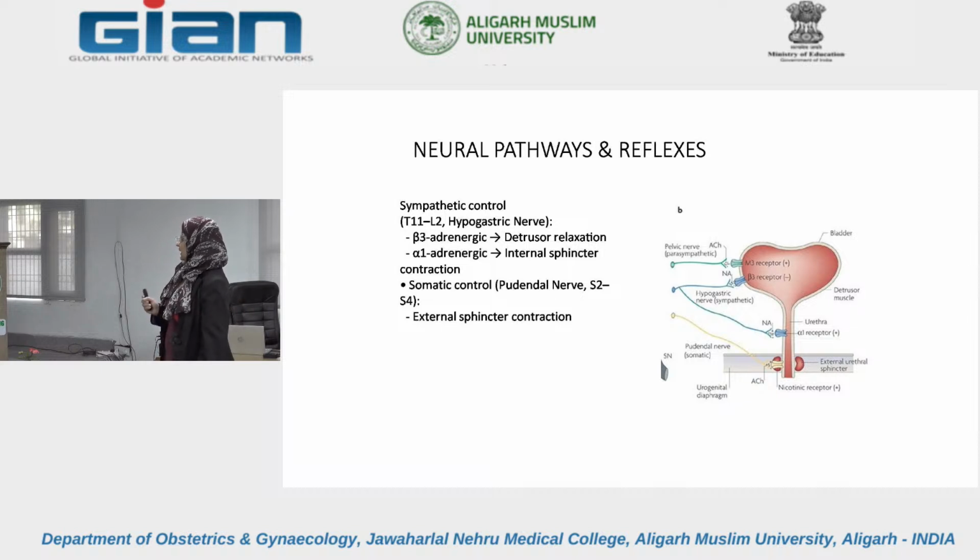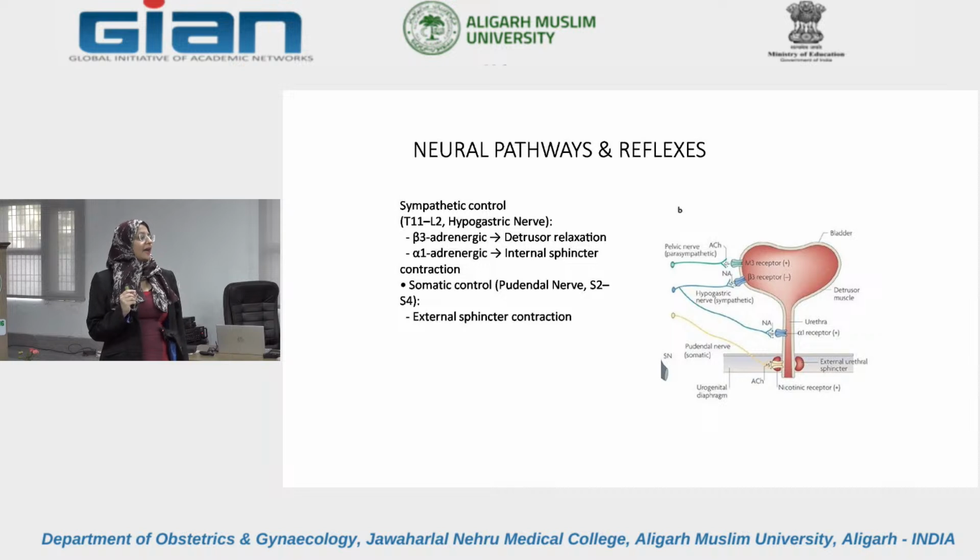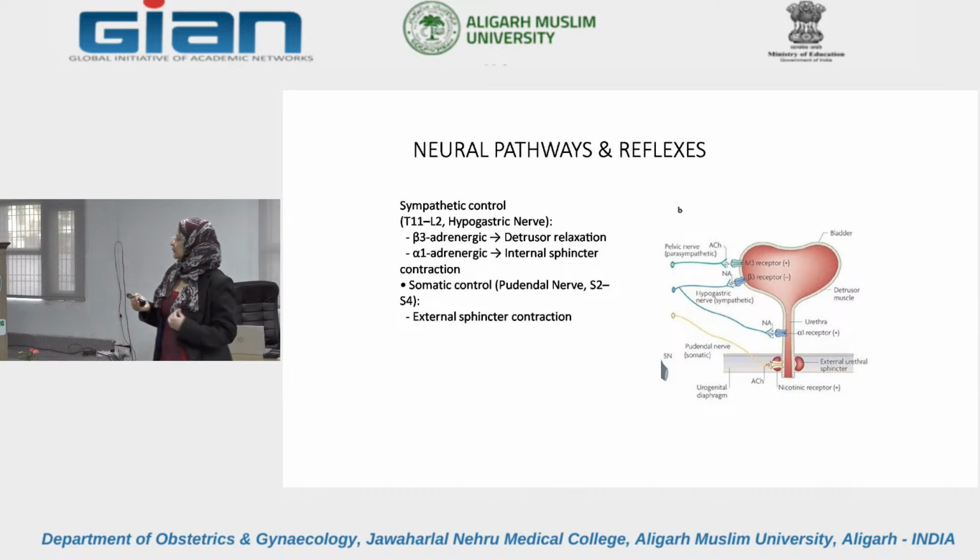Again, we are talking about the level now. Sympathetic control: as a student, you need to know T11 to L2 is the hypogastric nerve, and then beta 3 adrenergic receptors cause detrusor relaxation. So what you have to remember, beta agonist is good for the bladder because it will help with urinary incontinence because it relaxes the detrusor muscle, so the storage phase is improved. Alpha 1 adrenergic receptors act on internal sphincter contraction, and then pudendal nerves, which are local nerves, provide somatic control and external sphincter contraction.